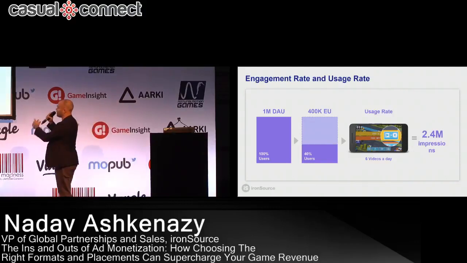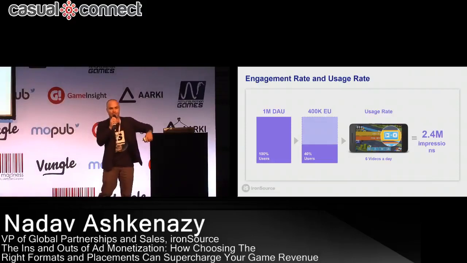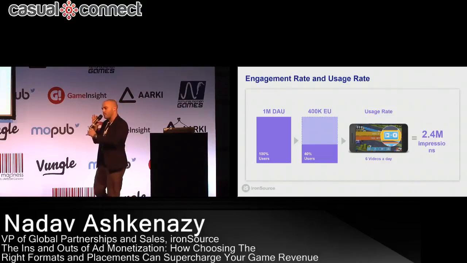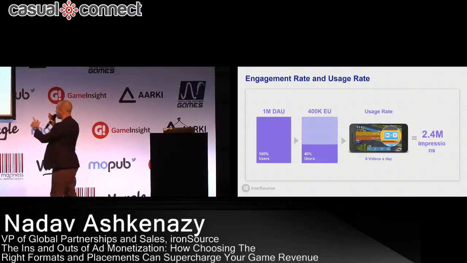The next thing that you have is the usage rate, which means how many impressions each one of these engaged users is generating on a daily basis, right? And let's say that this will be 6. So in general, the number of impressions, or your impressions DAU rate, is 2.4, right?